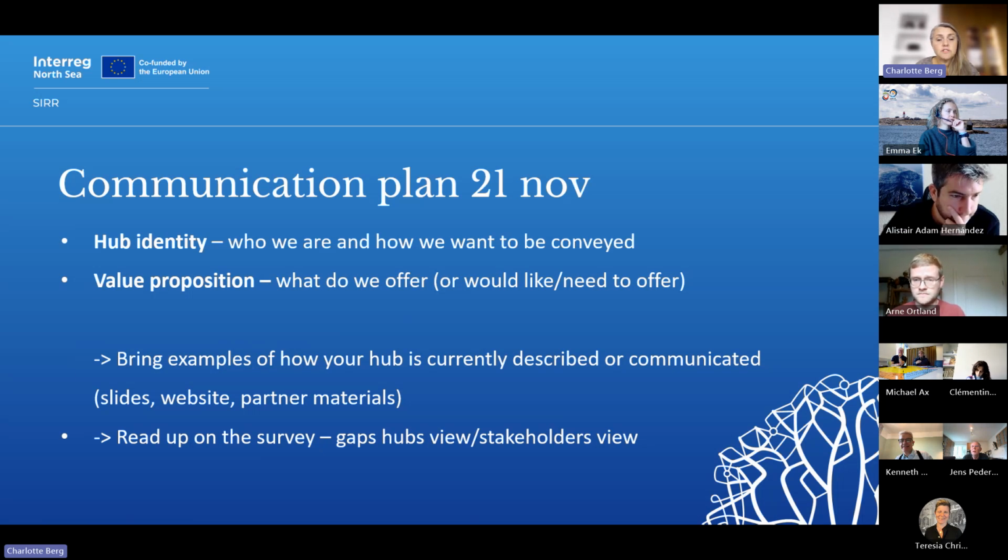And I would also like you, we will of course send this out, to read up on the survey that VP3 has done, where you could see the gaps on how you yourself see yourself, and also how stakeholders have stated that they see you. So to understand the value proposition and the hub identity, it's not only what you think, you also take into account what you need to be. Well, we have to take in how the stakeholders see us, so we understand how to change the way we talk and the way we portray ourselves to make them understand what we can offer them, and also understand their needs. So that's why it's important to look up the survey that has been done.